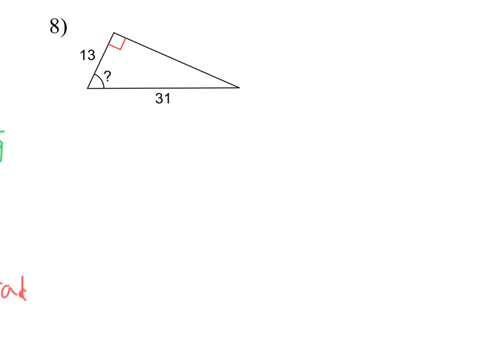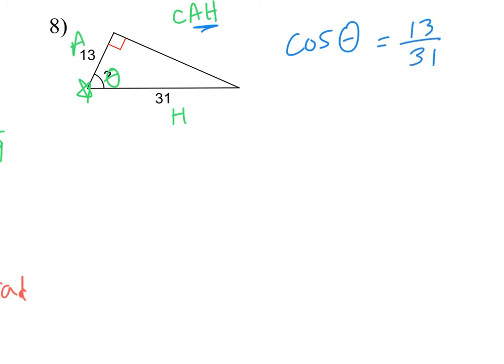Okay, hopefully you set this one up in the following way. We're going to say from my angle that I don't know, which I'm going to call theta, this is my hypotenuse, and this is my adjacent side this time, so we're picking cosine, because I'm looking at the A and the H. My equation is going to read as cosine theta, unknown, is equal to adjacent over hypotenuse, 13 over 31.